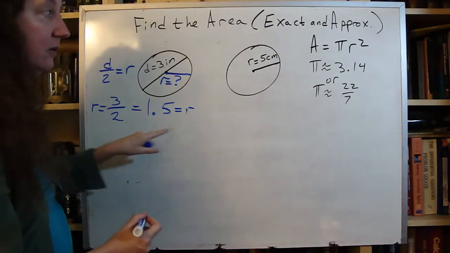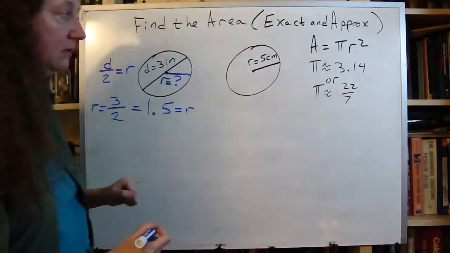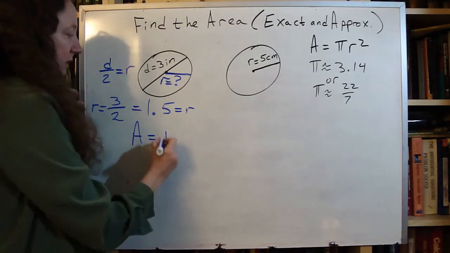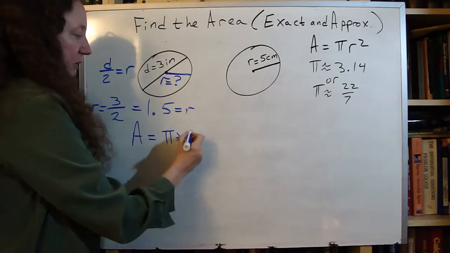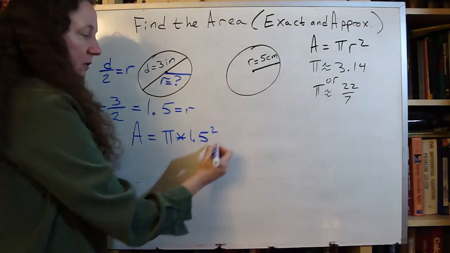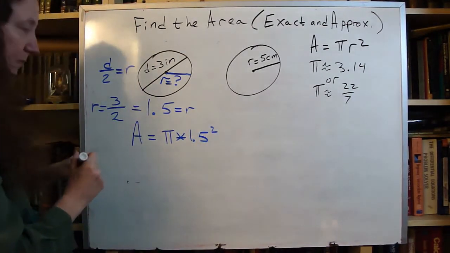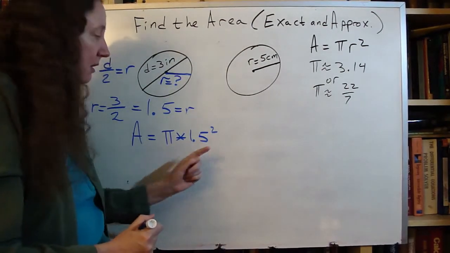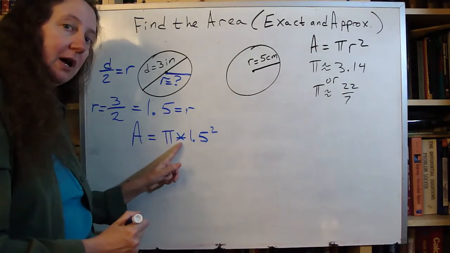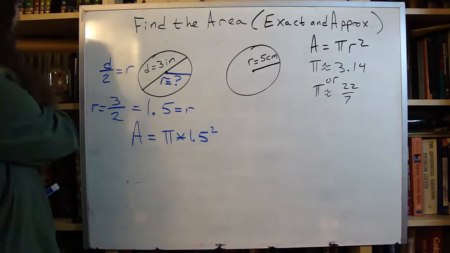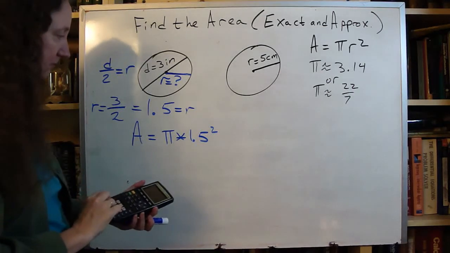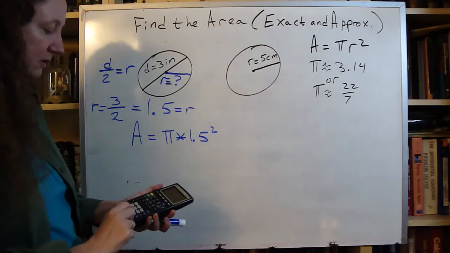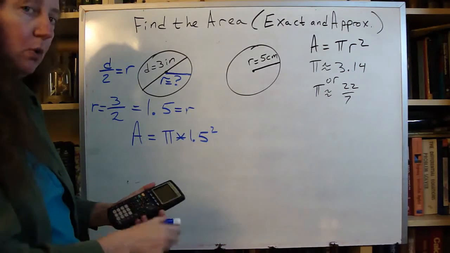Now I can use that in my equation up there. So my area is pi times 1.5 squared. Order of operations, I have to do the square before I can do the times. So I grab my calculator. 1.5 to the second power is 2.25.